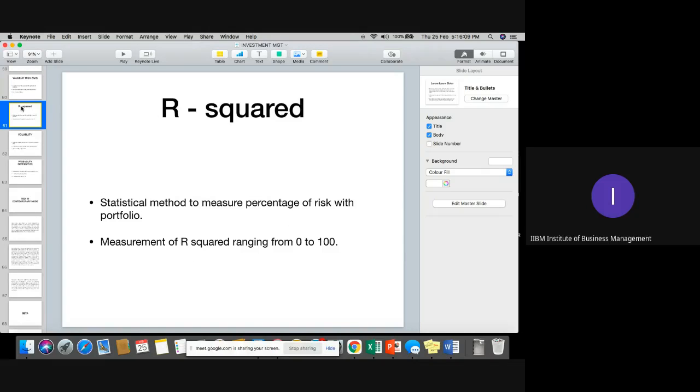Next one is R squared. Now, R squared is basically a statistical tool which will assess your portfolio in terms of percentage, from 0 to 100. If it is close to 100, it is high risk. If it is close to 0, it is low risk.